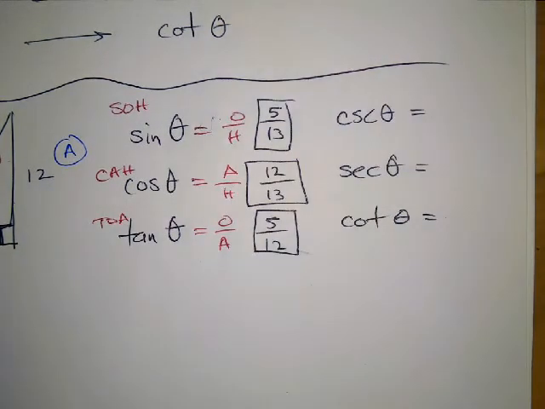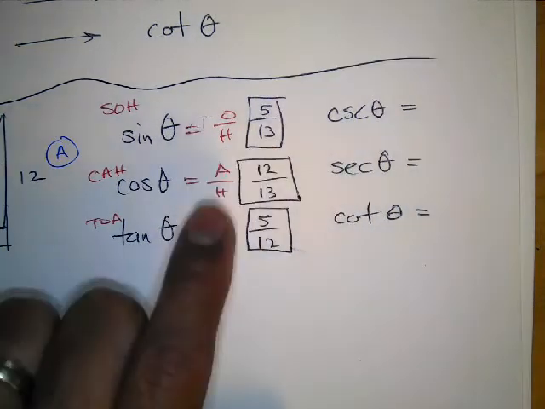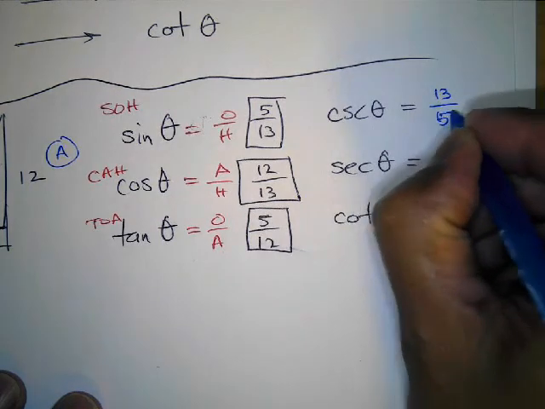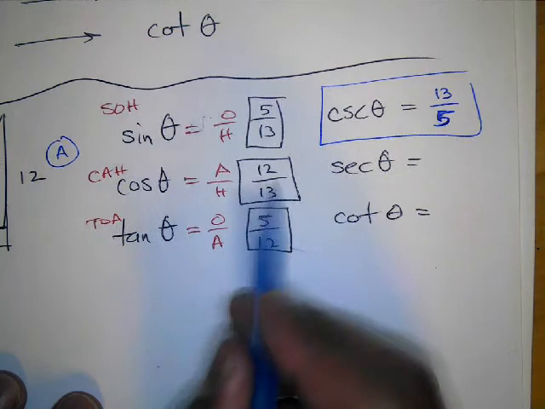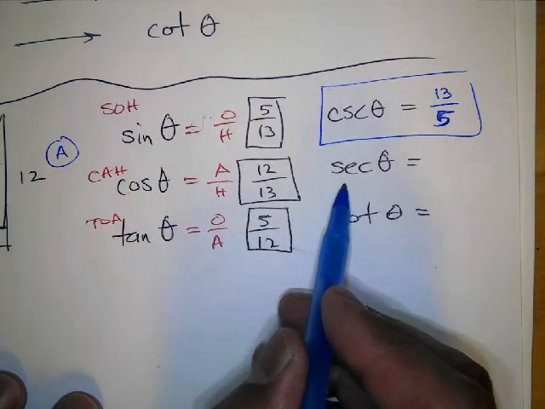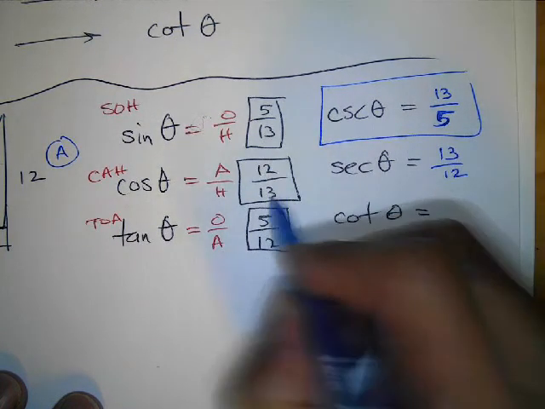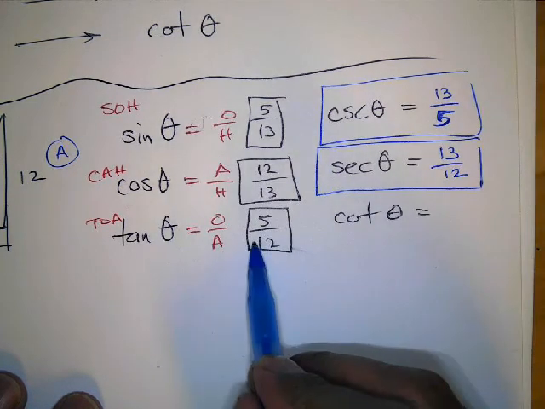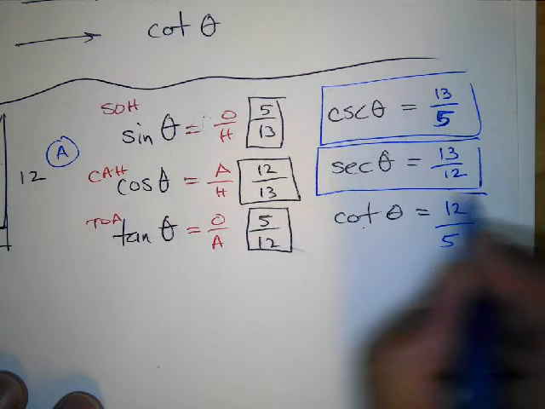And now, once you know these 3 and you pair them up, the ratios for these 3 new ones is the reciprocal. They're reciprocal identities. This one's 5 over 13. This one's what? 13 over 5. Cosine is 12 over 13. That means secant, which is paired up to cosine, is a reciprocal identity, would be 13 over 12. Flip it around. 12 over 13, 13 over 12. And then tangent is 5 over 12. That makes cotangent 12 over 5.